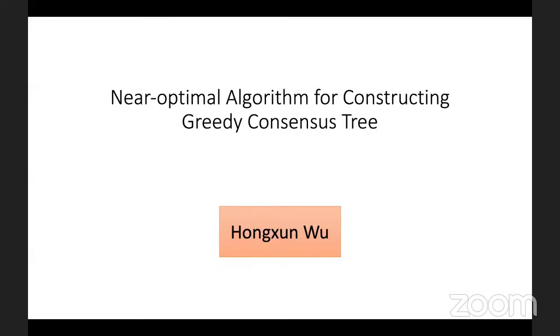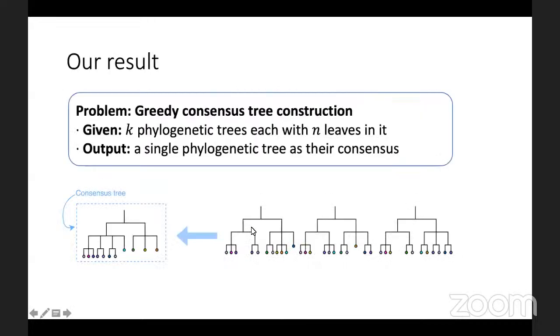Okay, that's good. So this is Hongxun, and our paper is about a near optimal algorithm for constructing greedy consensus tree. Our problem is like the following. The input are k phylogenetic trees, each with n leaves. The leaves of the tree represent the species, and a phylogenetic tree represents the evolutionary relation between the species. The output is a single phylogenetic tree, which serves as the consensus of these k phylogenetic trees in the input, because these k phylogenetic trees may conflict with each other.